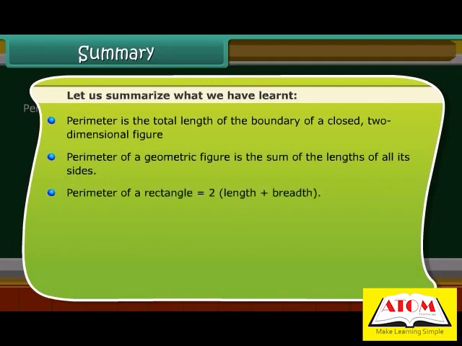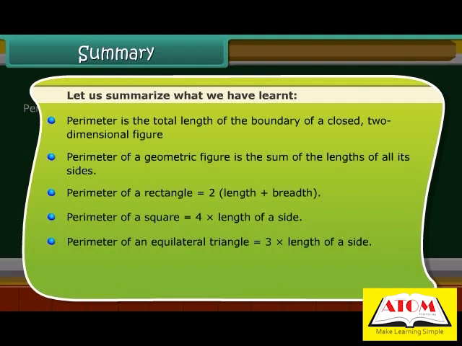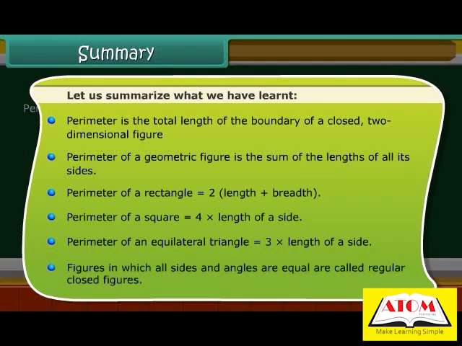Perimeter of a rectangle is equal to 2 into length plus breadth. Perimeter of a square is equal to 4 into length of a side. Perimeter of an equilateral triangle is equal to 3 into length of a side. Figures in which all sides and angles are equal are called regular closed figures.